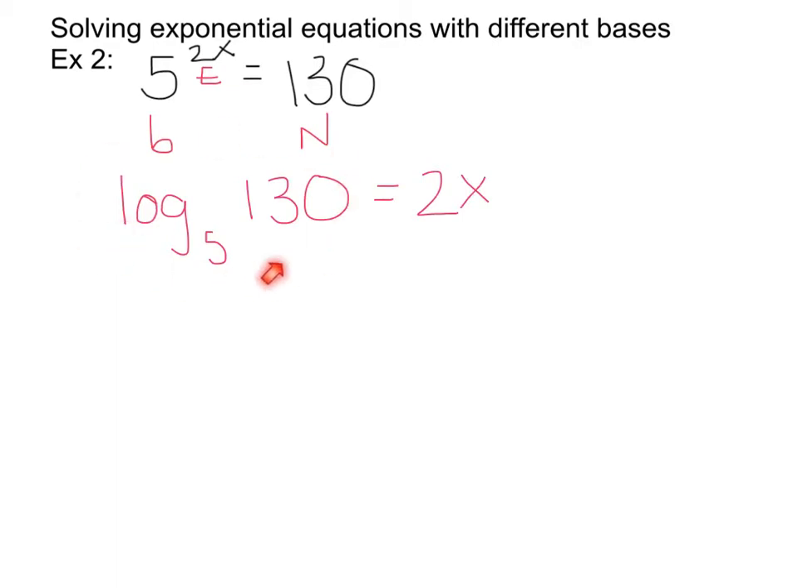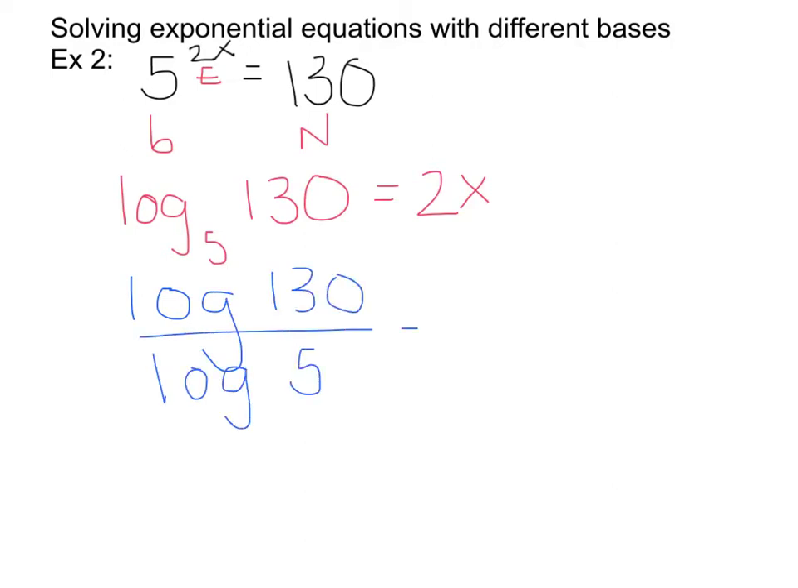Now over here on the left hand side, if you were to ignore this 2x, this looks like the change of base formula. So we do the log of 130 divided by the log of 5 equals 2x. And then eventually we're going to get rid of that 2 by dividing by 2. So you would pick up your calculator and you would do log 130, close your parentheses, divided by the log of 5, close your parentheses. And you get this big decimal. So I'm going to write it down just so you could check your work if you were working along with me.